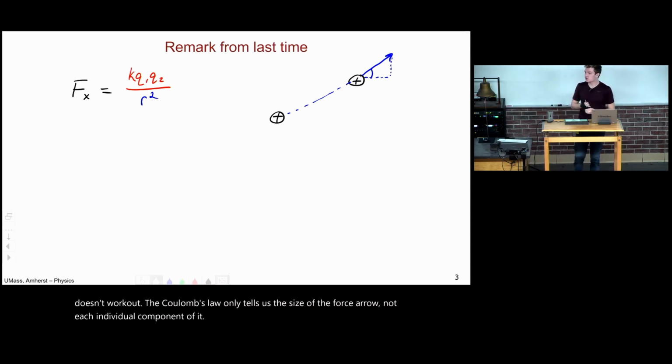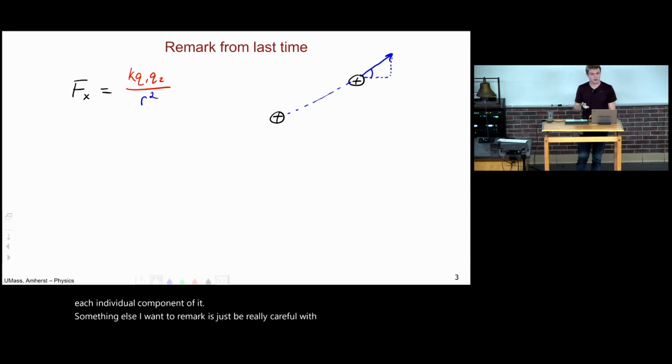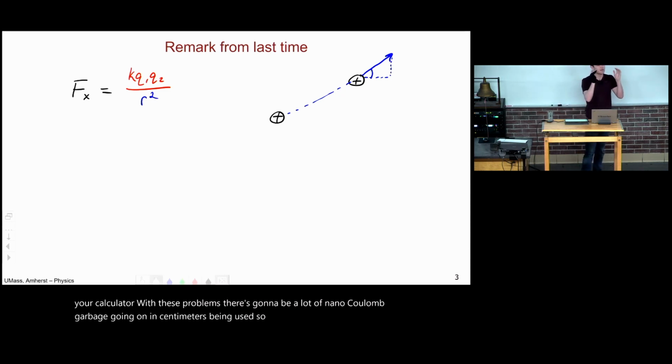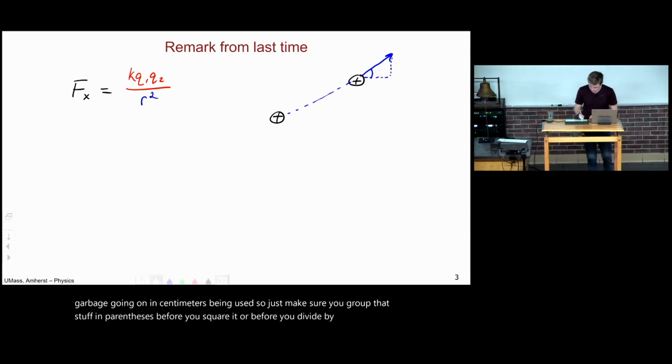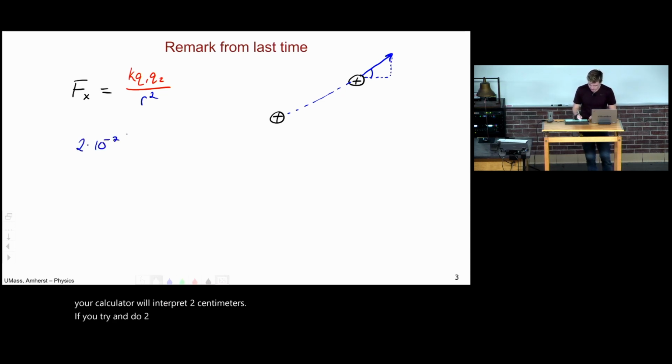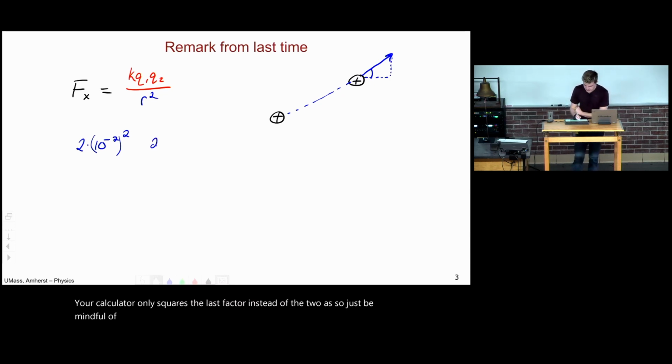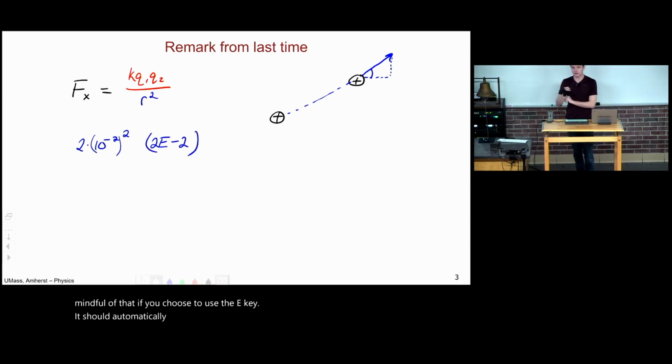Something else I want to remark is just be really careful with parentheses on your calculator with these problems. There's going to be a lot of nanocoulombs and centimeters being used. So just make sure you group that stuff in parentheses before you square it or before you divide by it, because if you try to do 2 centimeters squared, your calculator only squares the last factor instead of the 2 as well. So just be mindful of that. If you choose to use the EE key, it should automatically group the whole thing in parentheses, so you shouldn't need extra parentheses. But just be careful with your parentheses.